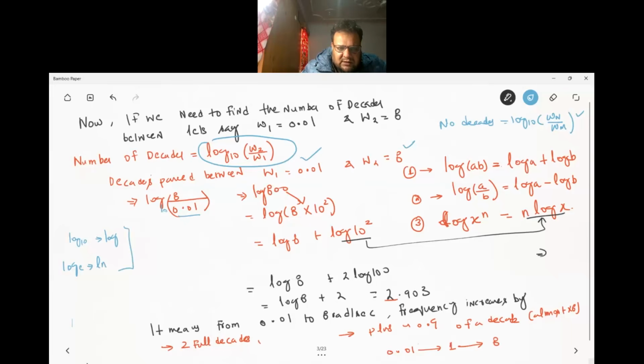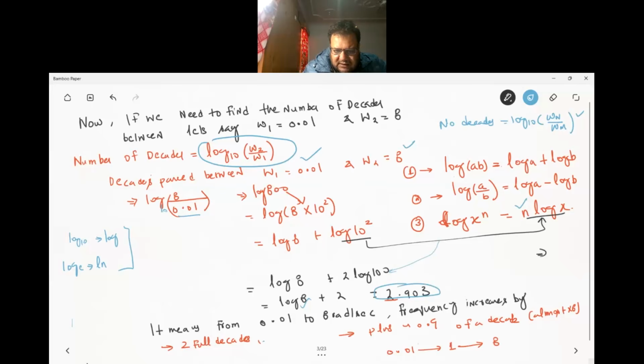So log of 8 over 0.01 would be log 800. Now you don't have specifically log 800. How do we calculate this? You can use log 8 plus log 100, and log 100 would be 2 log to the base 10 of 10. You can utilize these formulas: log ab is equal to log a plus log b, and the same way log x to the power n. The same formula I have utilized here. So what I get for log 8 is 2.903, which is a shift.